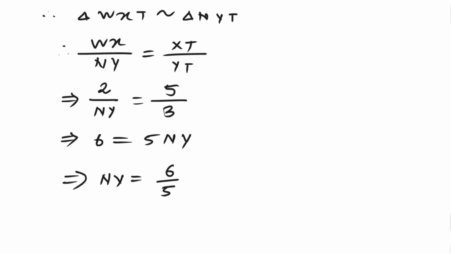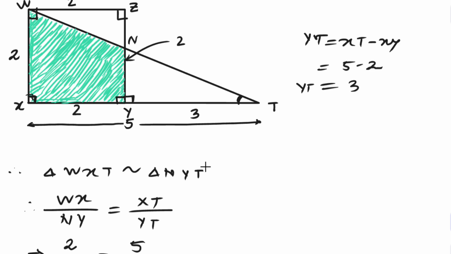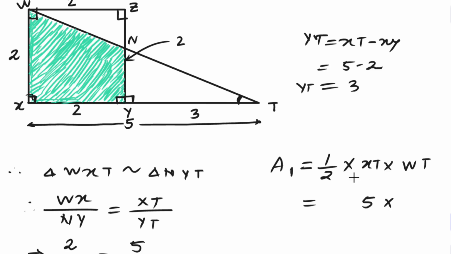Now that we know this missing height, we can calculate the shaded area. The shaded region is equal to the area of the large triangle WXT minus the area of the small triangle NYT. Let's find the larger triangle first. The area of a triangle is 1/2 multiplied by the base, multiplied by the height. Here the base is XT, which is 5, and the height is WX, which is 2. So the area becomes 1/2 multiplied by 5 multiplied by 2, which equals 5 square units.